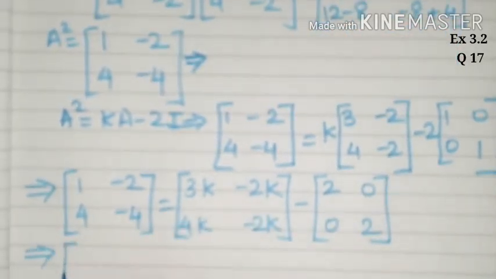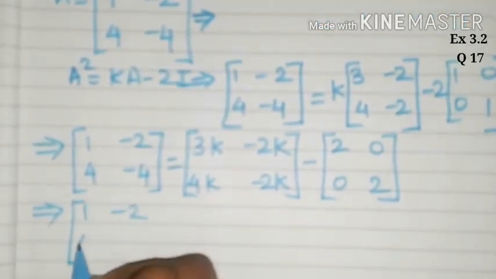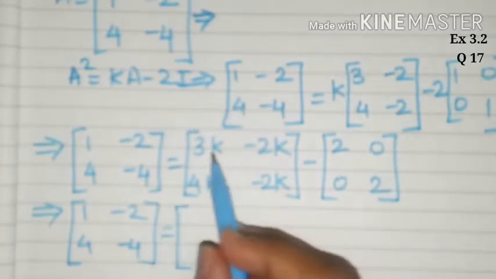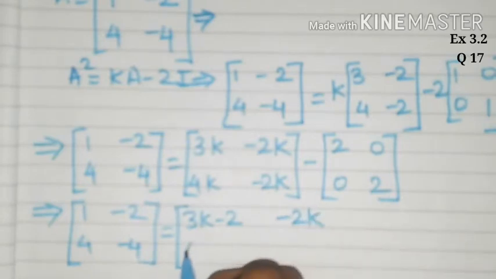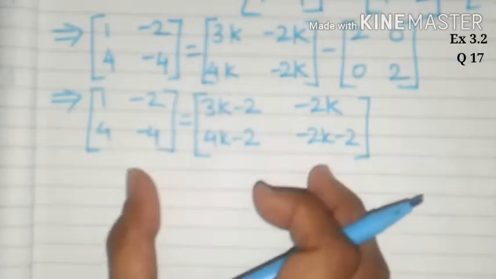So now let us solve this further. We'll get 1 minus 2, 4 minus 4. Let's do the matrix subtraction. So you'll get 3k minus 2 minus 2k, 4k minus 2 and minus 2k minus 2. So this is the final simplification.